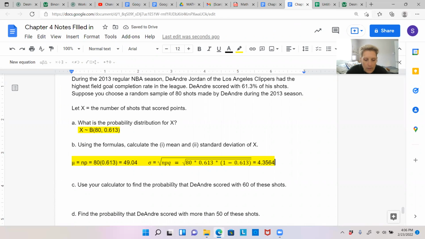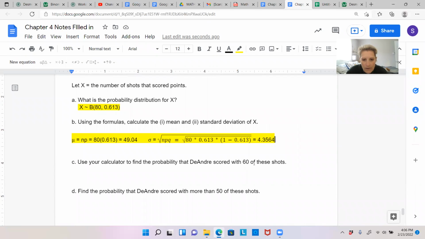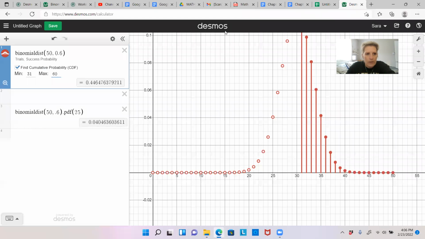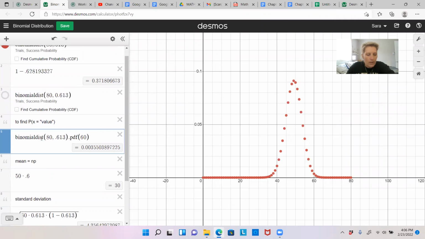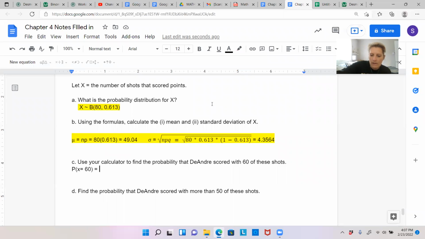It says, use your calculator to find the probability that DeAndre scored with 60 of these shots. So that would be a probability that X is equal to 60 shots. And so we're going to go to Desmos. We've got 80 and 0.613 right here. And we're going to put in 60. So we did the binomial with 80 and 0.613 pdf because we want a specific outcome, and that's 60. And that likelihood is 0.0036 when we round.